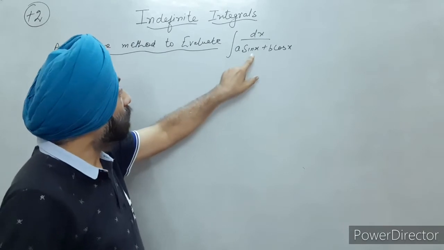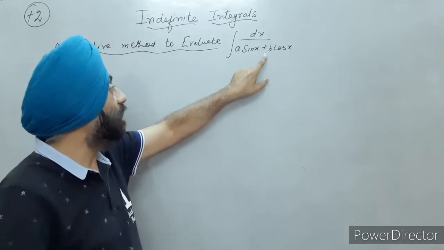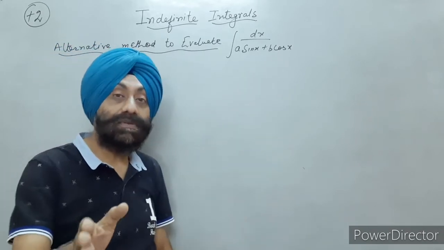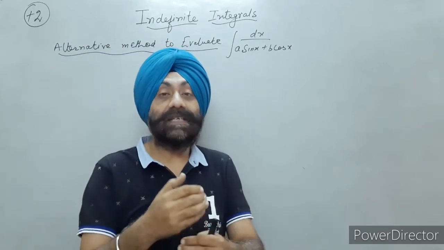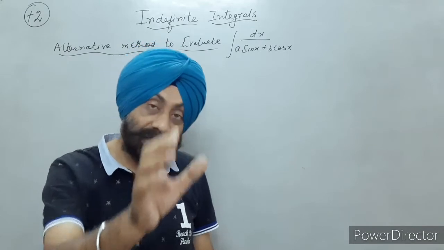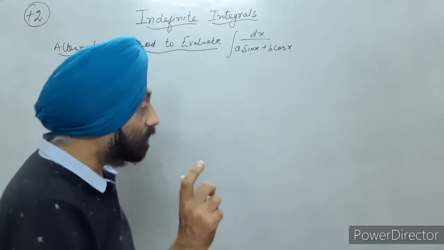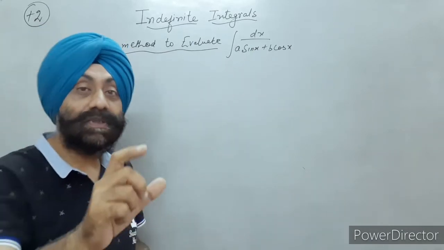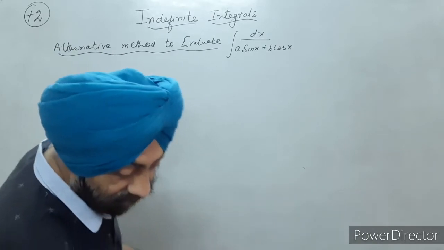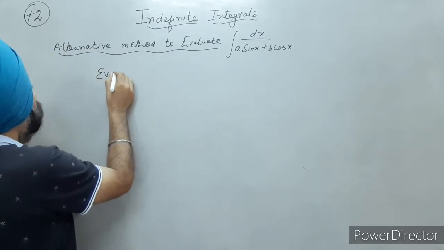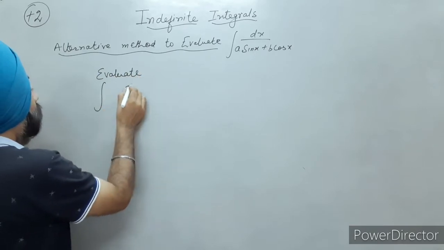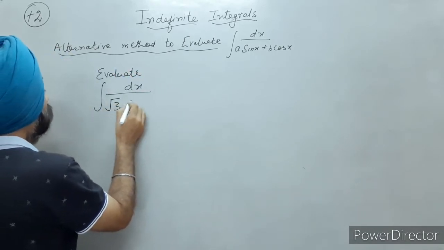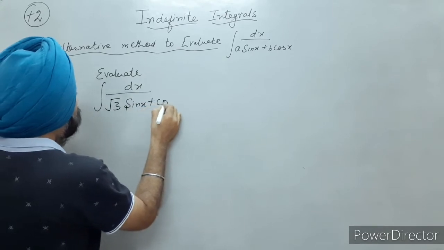Now, starting straight away, I discussed this type in the previous lecture. In that lecture, I substituted the values of sin x and cos x in terms of tan x, then substituted tan x equals t and sec square x dx equals dt, and then we proceeded. There is an alternative, very easy method to evaluate this. Let me explain it with an example: evaluate the integral of dx upon root 3 sin x plus cos x.